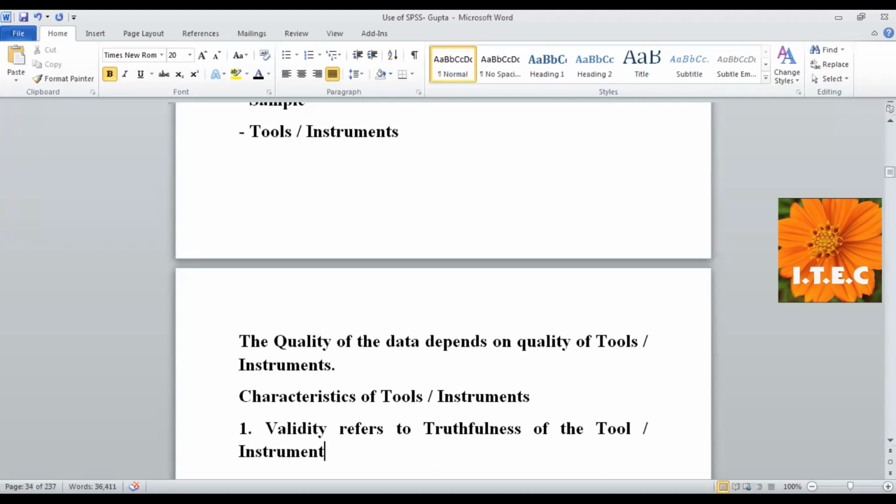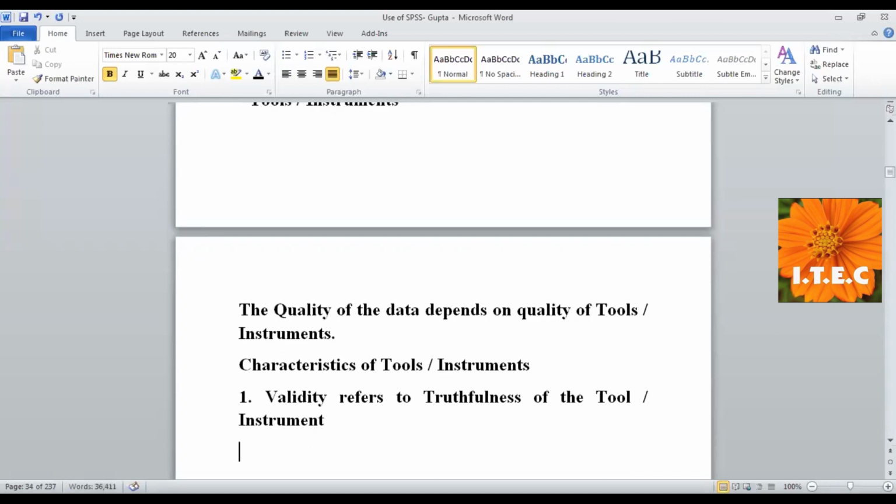That is why whenever there is an exam, on the question paper it is written, it is English test, Hindi test, mathematics test, for class 4th, for class 3, for class 8, for class 9. So that is the meaning of the one characteristic of the tool, and that is the validity.